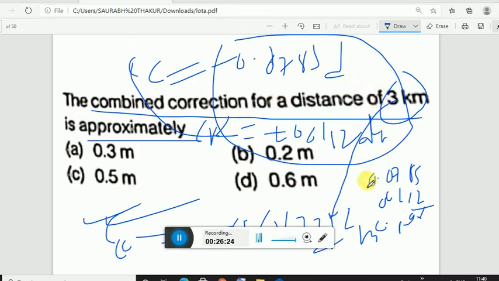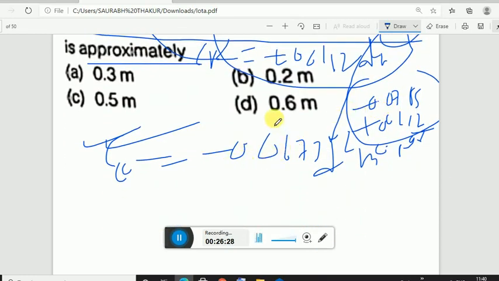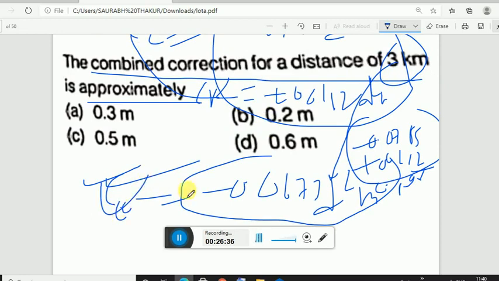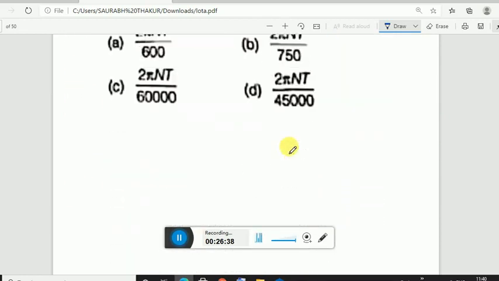Okay. Minus 0.0785 plus it. Now when you add this, you will get minus 0.0673 d square meter. Okay. When you put the value of d here, you will get your answer. Okay. Let's move to the next question.